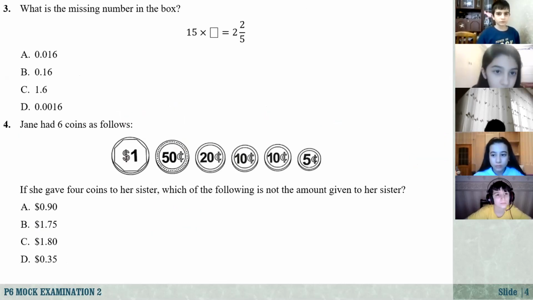What is the missing number in the box? Question 3. You have 1 minute. Everybody just do it and tell me the answer after 1 minute.